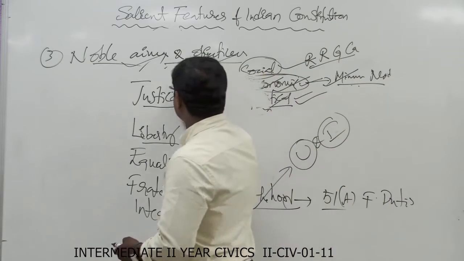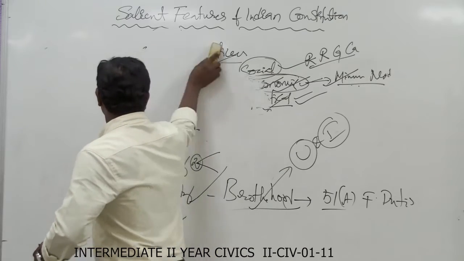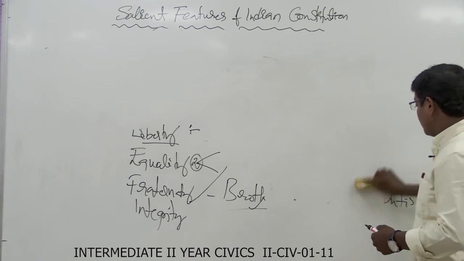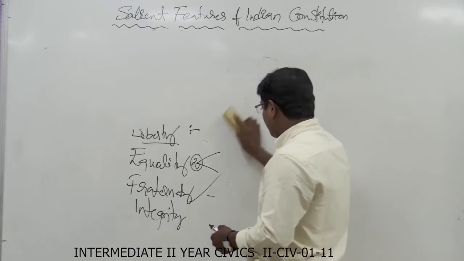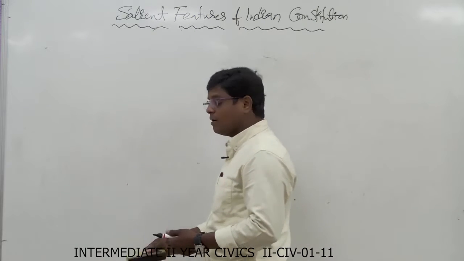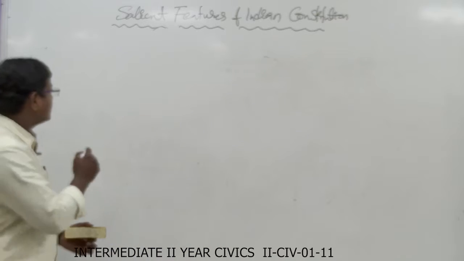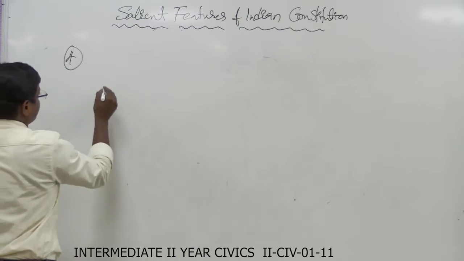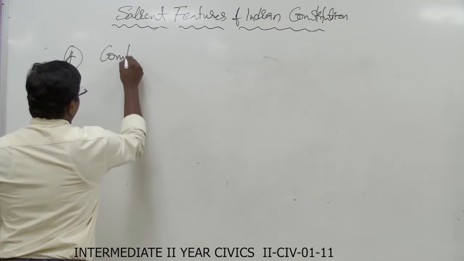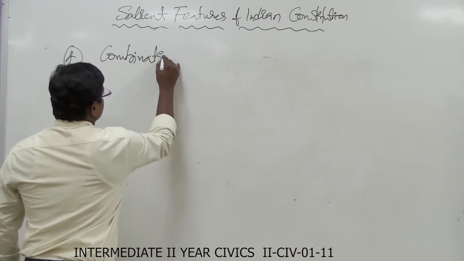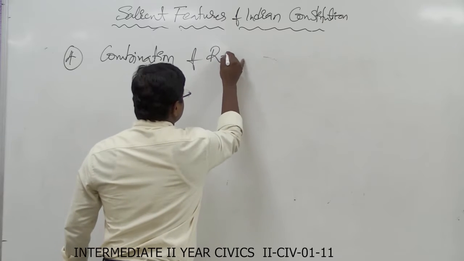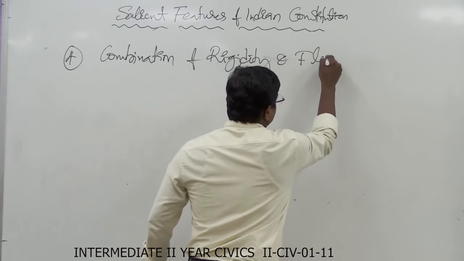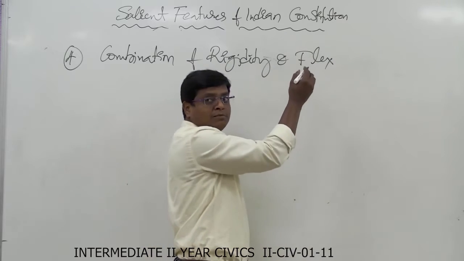Then the next one is the combination of rigidity and flexibility. You know very well, the Constitution is also classified in the manner of amendment procedure. The fourth salient feature is the combination of rigidity and flexibility. What is meant by rigidity and what is meant by flexibility?